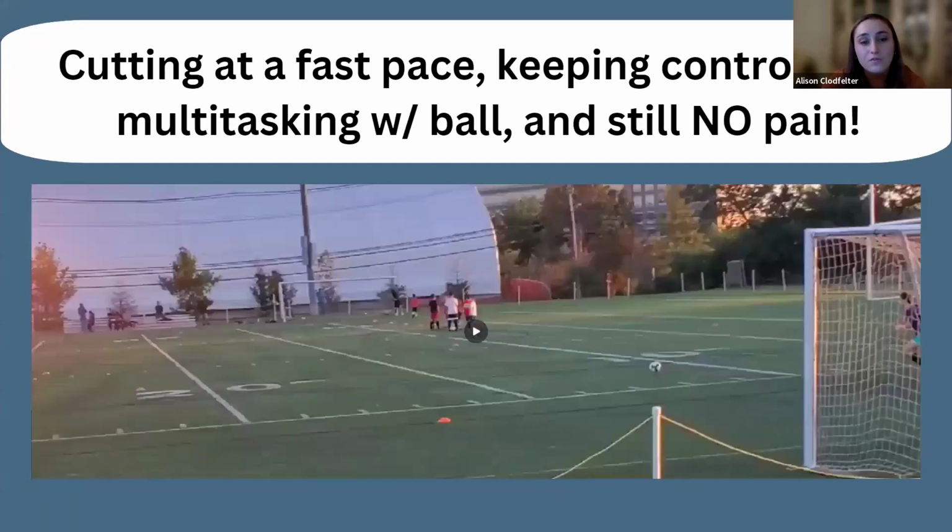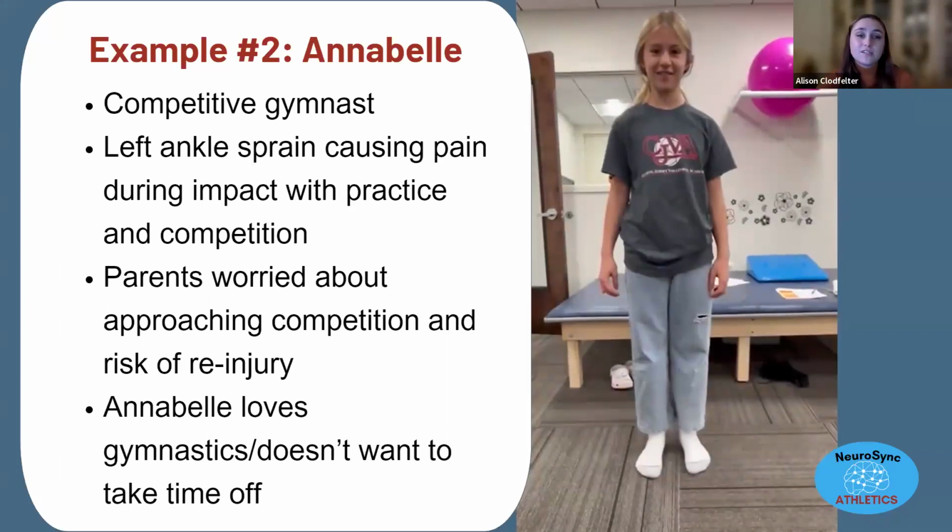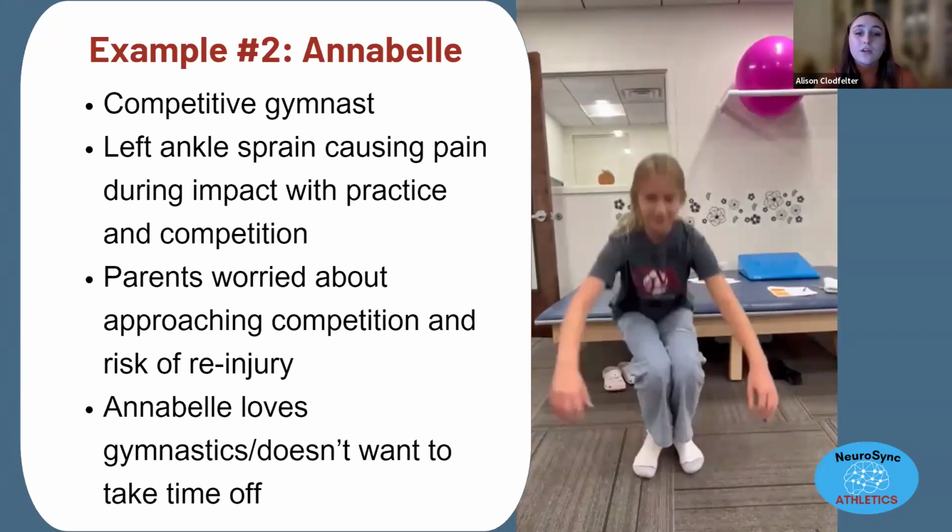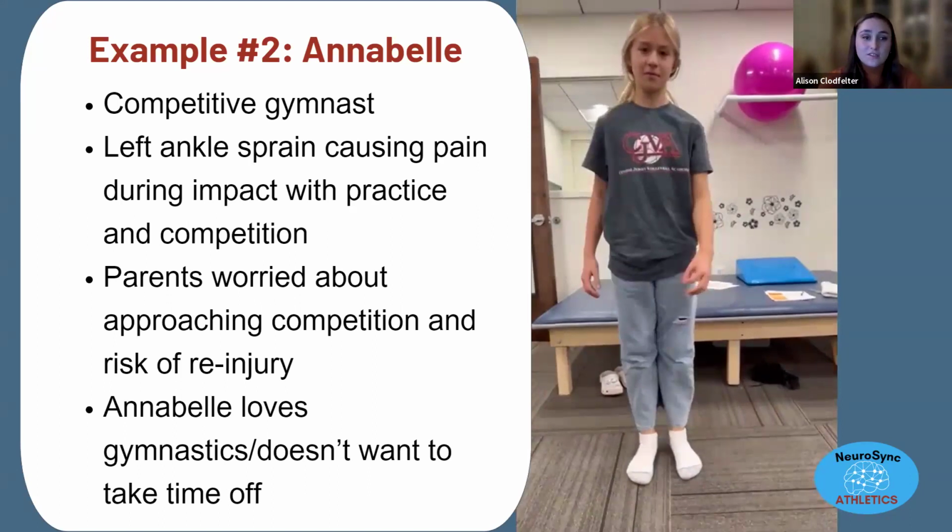All right, so moving on to our next friend here. This is Annabelle. So Annabelle is a competitive gymnast. She came in with a left ankle sprain, which was causing pain during impact with both practice and competition. Her parents are worried about her approaching competition and her risk for re-injury, but Annabelle loves gymnastics and does not want to take any time off.